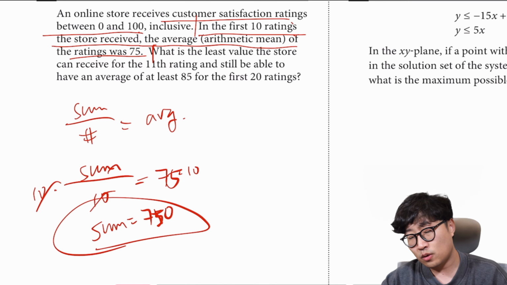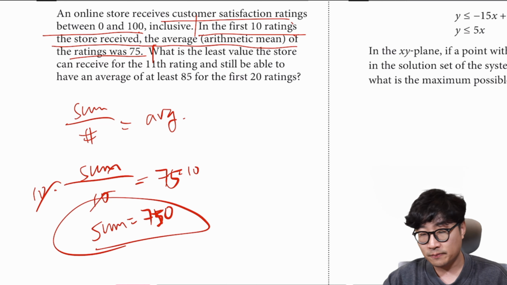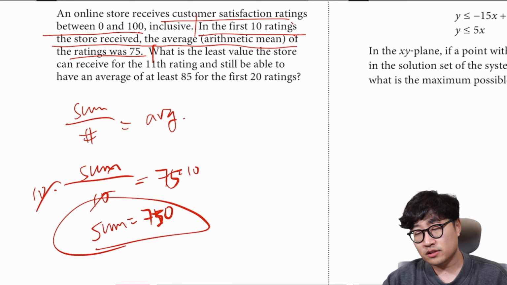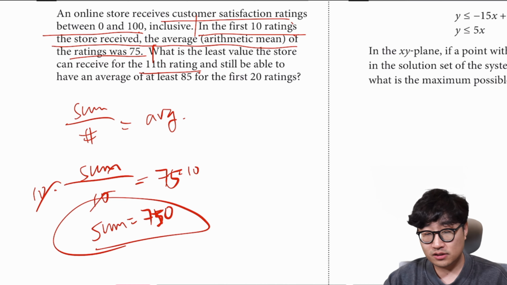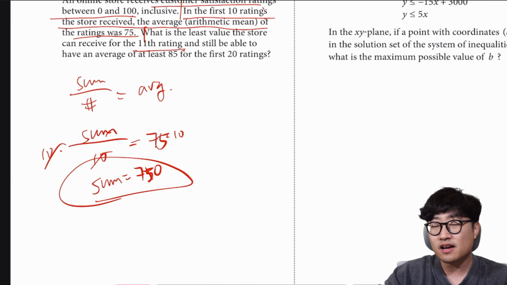I don't know, but the whole point is when you add them up is 750. What is the least value the store can receive for the 11th rating, so still be able to have an average of at least 85 for the first 20 ratings? So you can think of it this way.